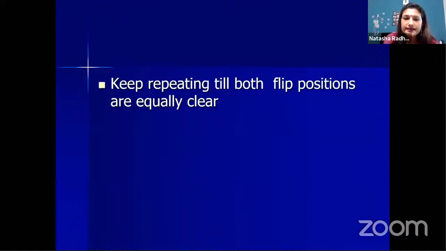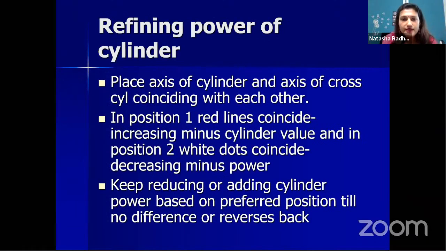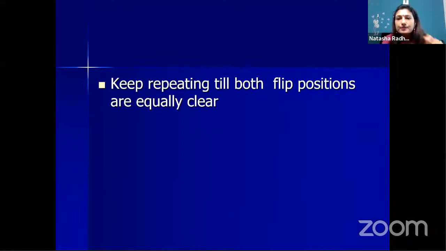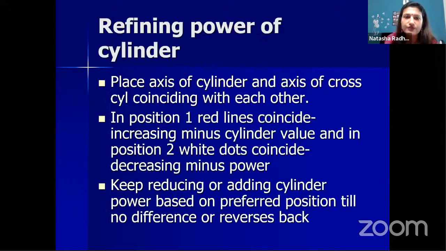Now you have to keep repeating this. So next time when you hold the cross cylinder, again the handle should be aligned with the new position of the cylinder, not again at 180. If you have kept it now at 170, then you have to align the handle with the 170 and then do both the flip positions. Now once you have determined whether the axis is correct, then you have to refine the power of the cylinder. Now, if you have reached the correct position, both flip positions will be equally clear or equally blurred. So you can tell the patient, is this position better, 1 or 2, or are they equally clear or equally blurred? If they are equally clear, then that is your axis. You don't have to move it any further.